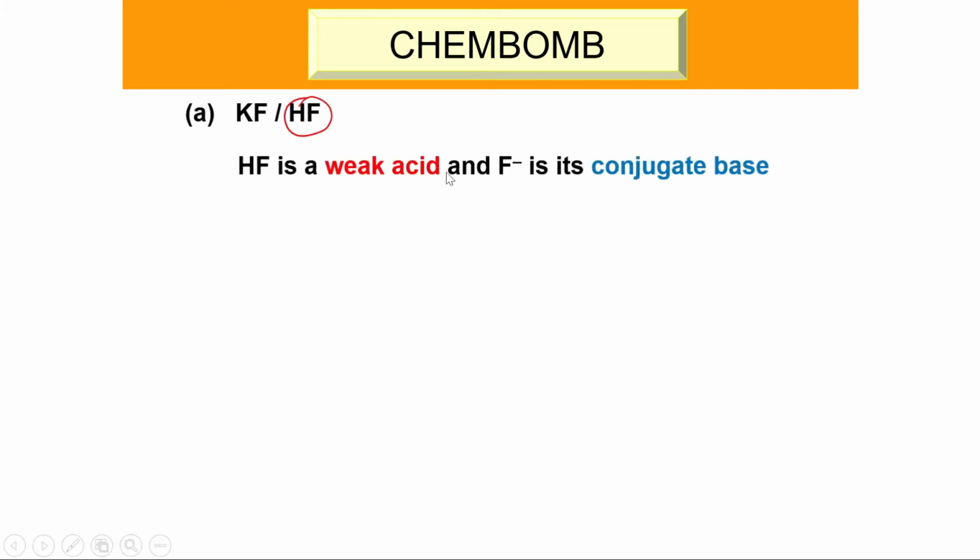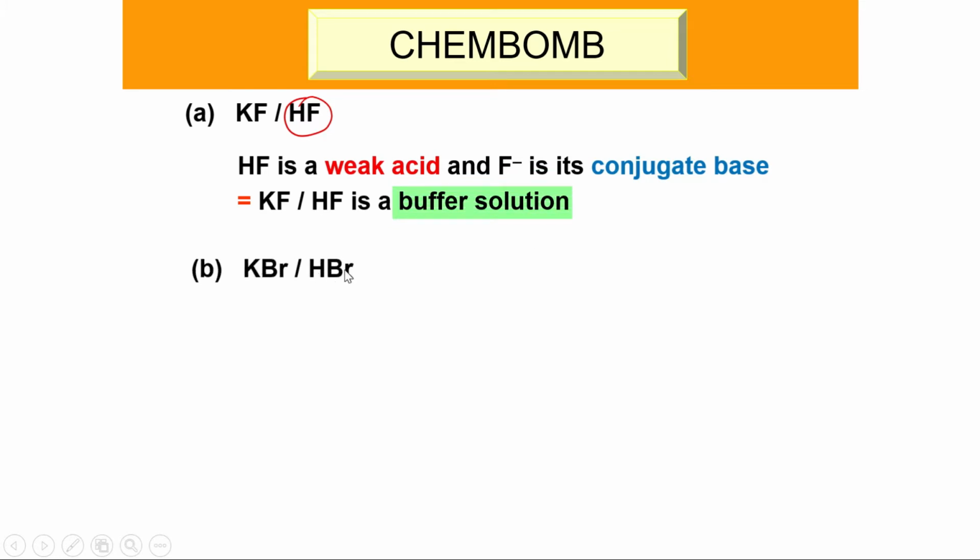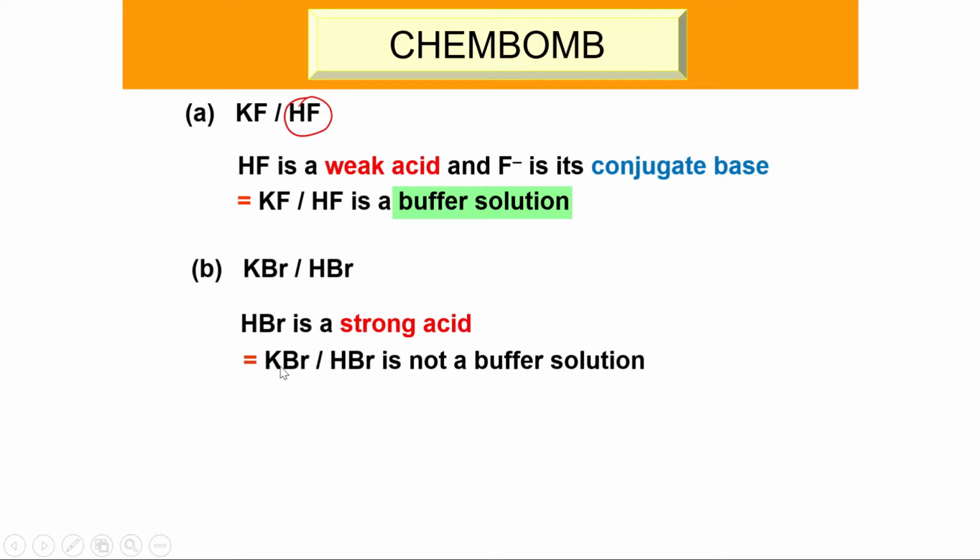Select the answer. For A, KF/HF. First you need to identify whether the acid is a strong or weak acid. HF is a weak acid and F- is from the salt. F-, the anion from the salt, is its conjugate base. Therefore, KF/HF is a buffer solution. Good. Next, KBr/HBr. Is HBr a weak acid? No, HBr is a strong acid. Therefore, the KBr/HBr system is not a buffer solution.